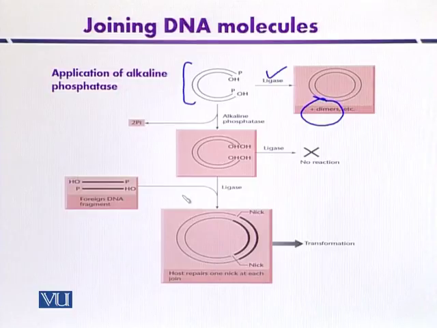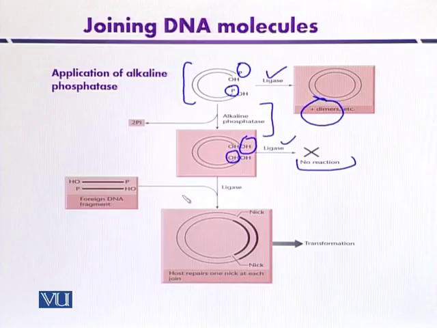How can it be prevented? It can be prevented if we treat plasmid DNA with alkaline phosphatase, so that it will remove the 5' phosphate, like the phosphate here and here. So it will be replaced with a 5' hydroxyl group, so that plasmid DNA will not self-ligate. So no reaction is there even in the presence of ligase enzyme.